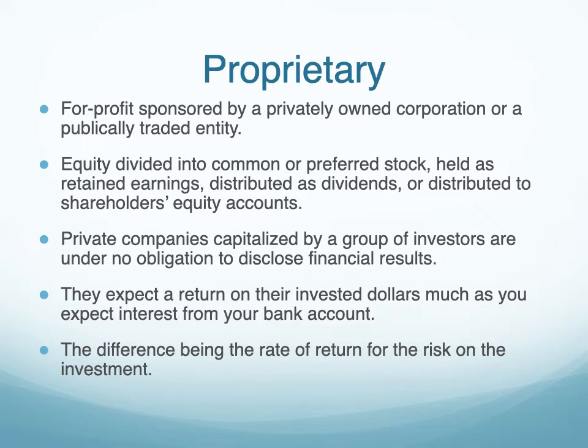In publicly owned companies, equity is usually divided into common and preferred stock, held as retained earnings, or distributed to stockholders' equity accounts. Profit may be distributed as dividends. Private companies are generally capitalized, which means the investors all kick in money, by a group of investors or through private funds who are under no obligation to disclose financial results except to their investors. The owner or partners each have an equity account to which profits are distributed.